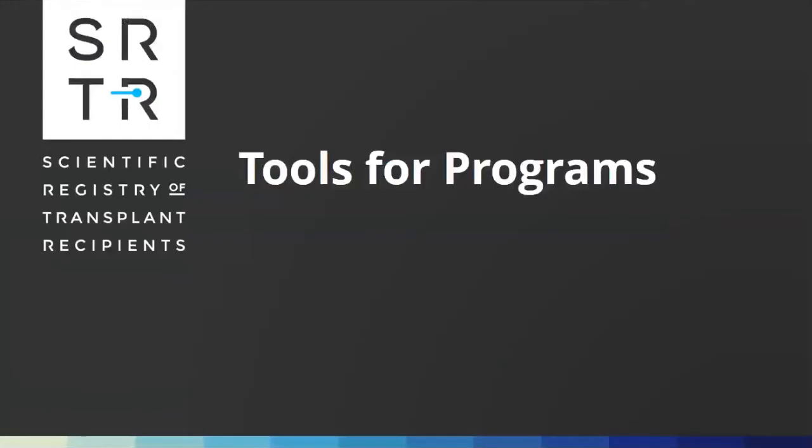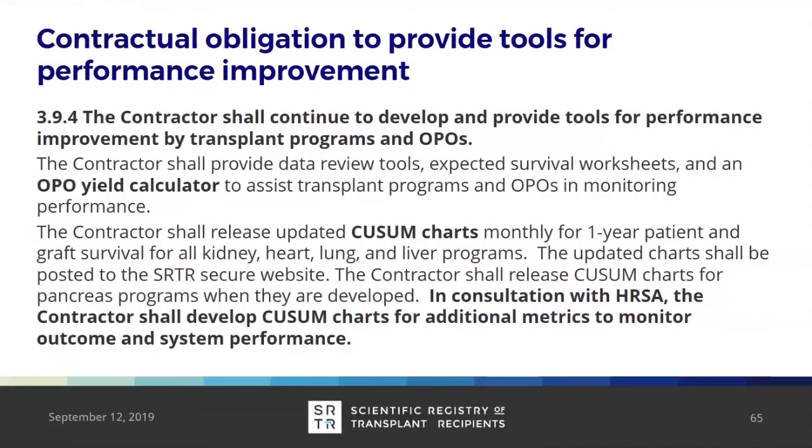So let's shift gears a bit and talk about some of the tools that we provide to the transplant programs to help think through the calculations for specifically your patients and allow you to do your own subgroup analyses, etc. I'll point out again, this provision is in the SRTR contract that we should continue to develop and provide tools for performance improvement by transplant programs and OPOs.